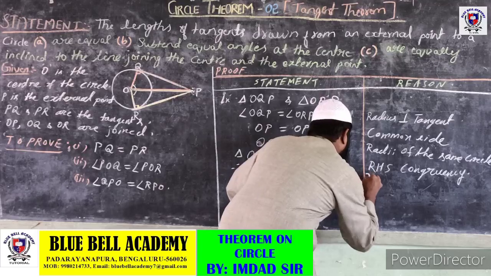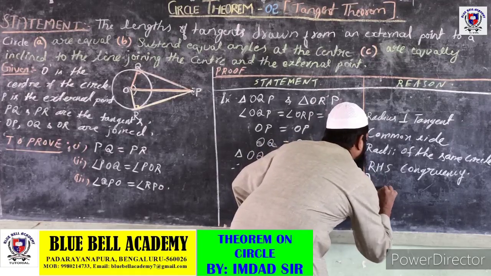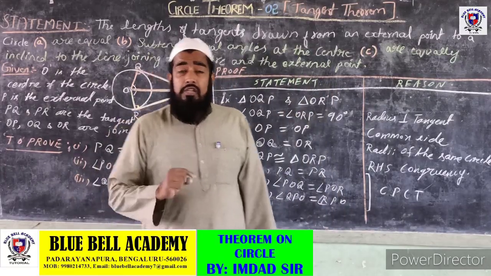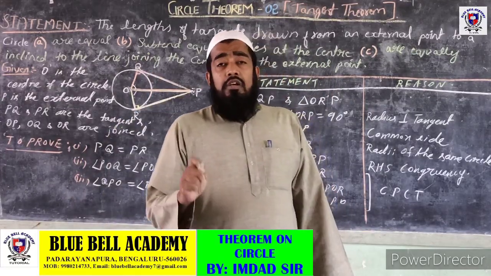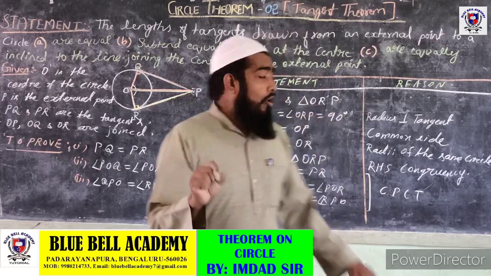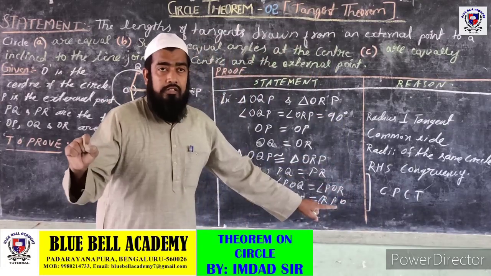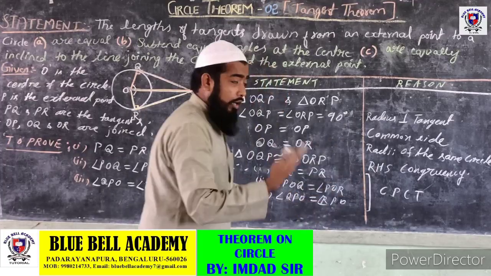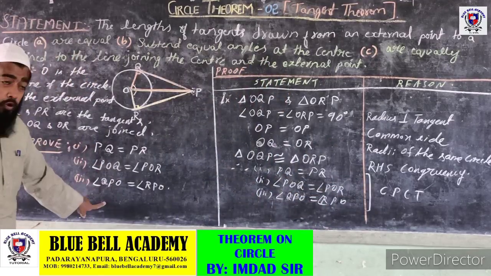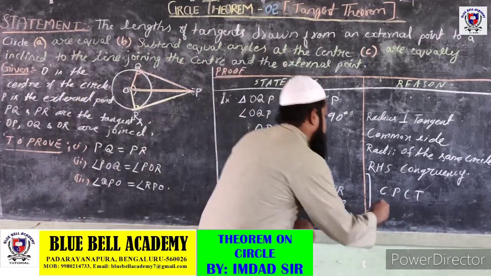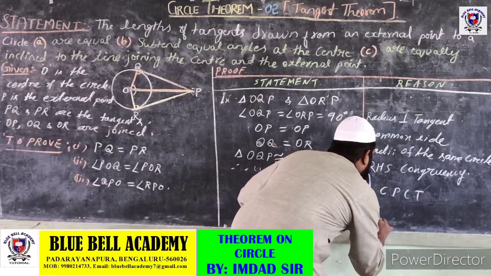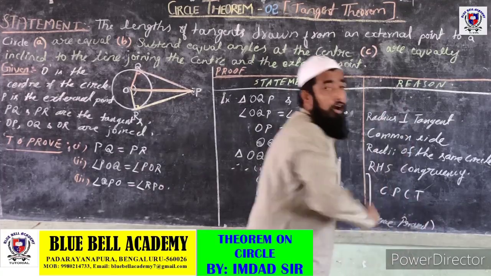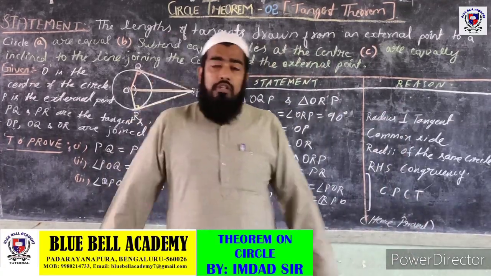That is, here we can say CPCT. What is CPCT? Corresponding parts of congruent triangles. Okay? So finally, whatever was asked us to prove, we have proved here, so we can say Hence proved. Hope all of you have understood this theorem. Thank you very much.